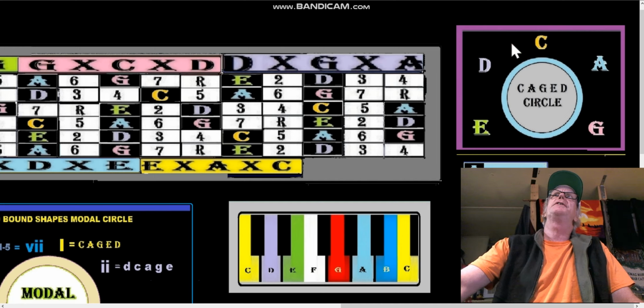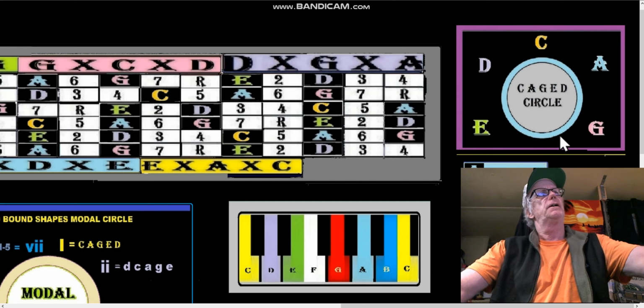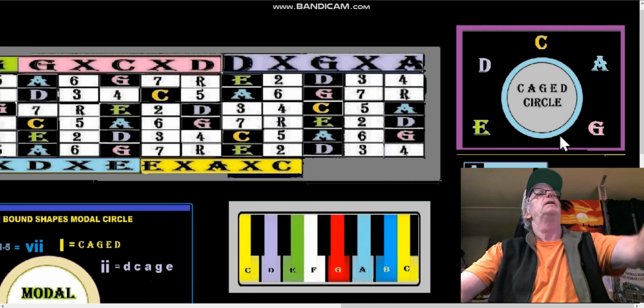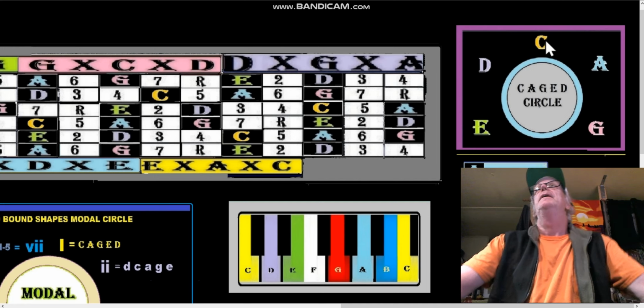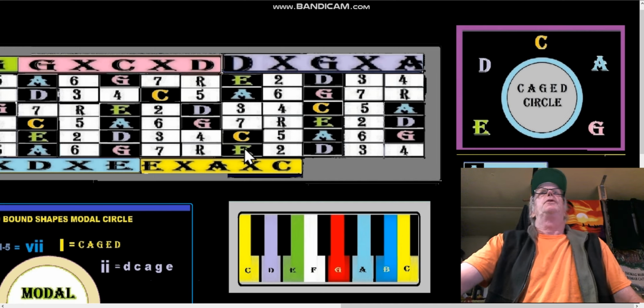Of course, when we're going in fourths, we're not doing the word caged. We're going in an ascending pentatonic scale. C, D, E, G, A, C. So that's how to do fourths and fifths.